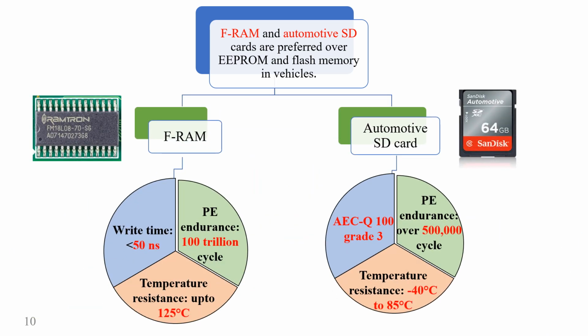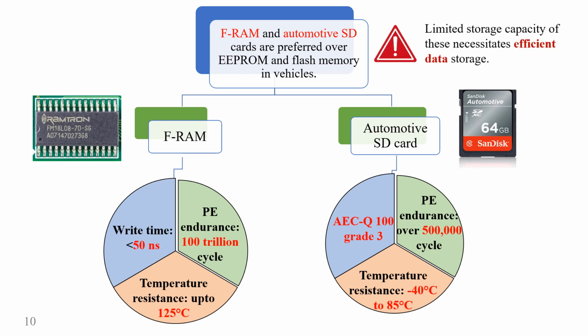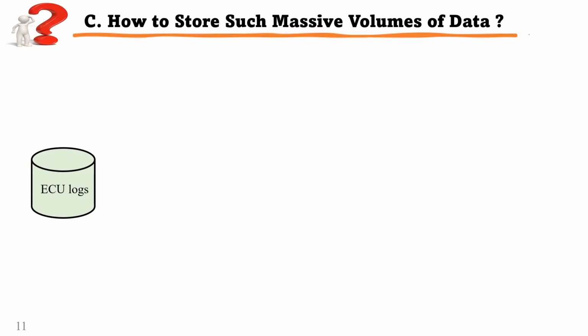In comparison to the massive volume of data being generated by 100 plus ECUs, the sizes in which FRAM and SD cards are available is very small. Hence, we need an efficient CAN data storage solution. The question arises: how to store such a massive volume of data?